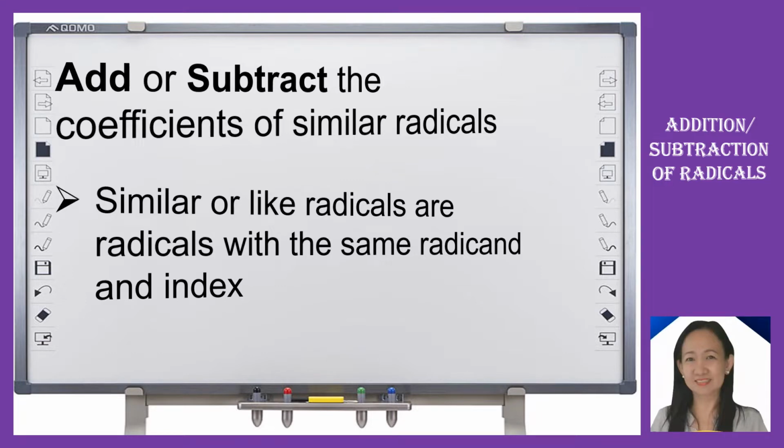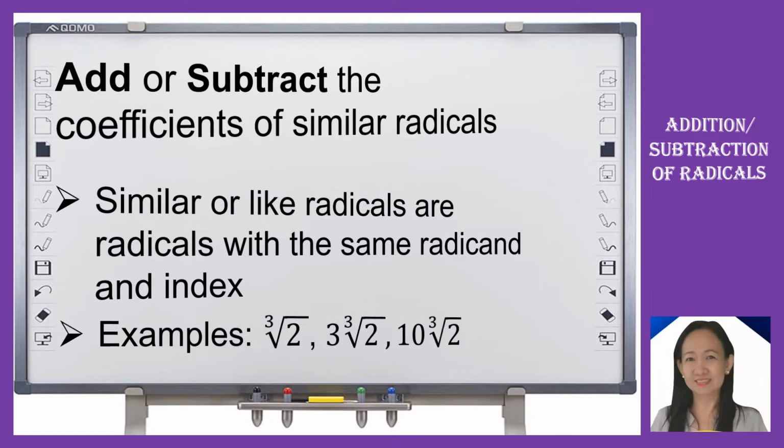Now some examples of like radicals are cube root of 2, 3 cube root of 2, and 10 cube root of 2. Can you see the similarity among the radicals? Yes, the presence of cube root of 2.